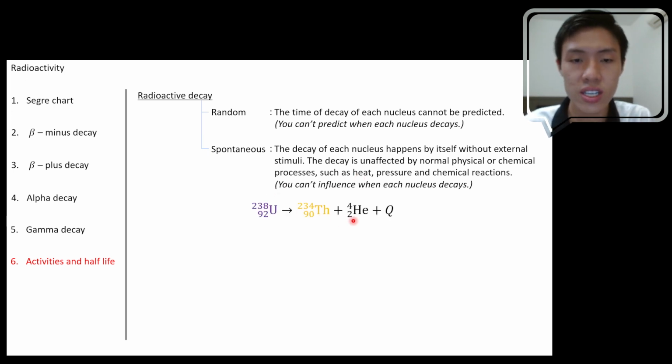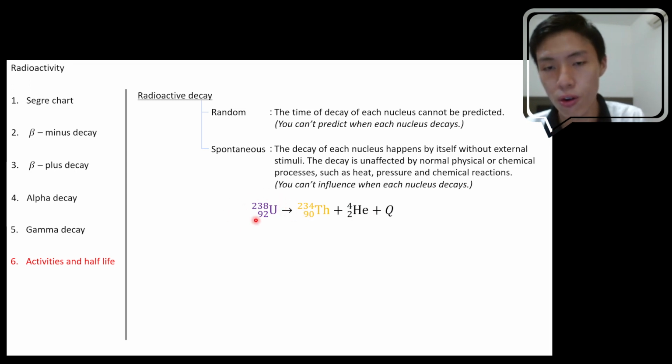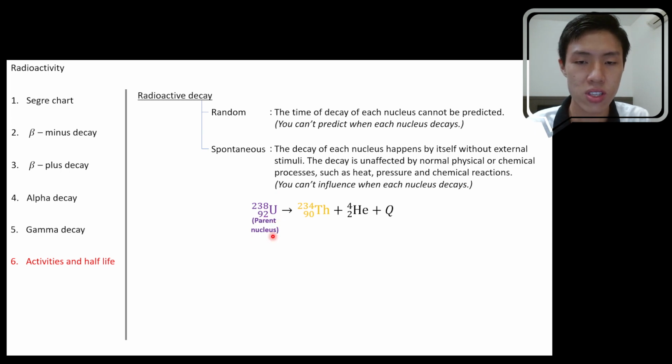So here is an example of radioactive decay. We have actually studied this reaction. It's an alpha decay, in which uranium-238 undergoes alpha decay to become thorium-234, releasing a helium nucleus, which is also known as an alpha particle, and some amount of energy. In this case, we are going to call the nucleus we have initially the parent nucleus.